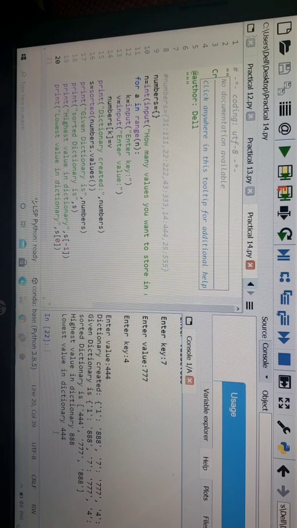Okay, so these are the very easy programs which CBSE has prescribed for you. If you are able to do all these programs, you can do any programming in Python.